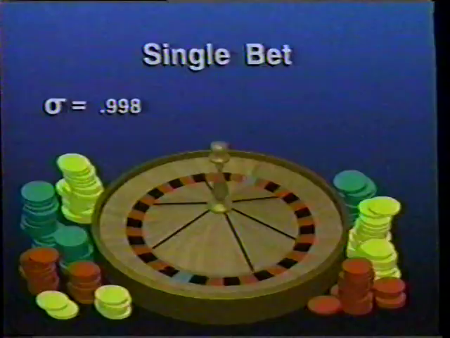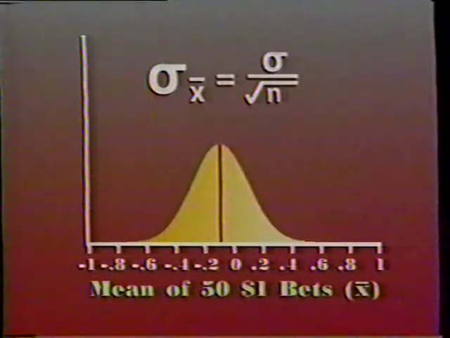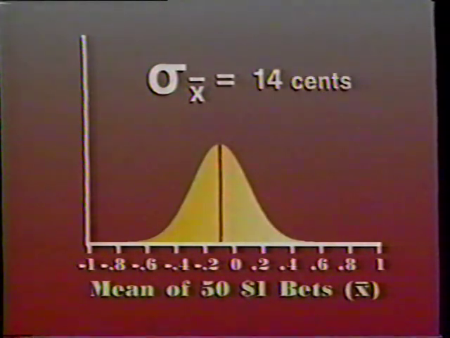It's this fact that distinguishes the experience of the gambler from the experience of the casino. Let's see how variation decreases as more and more bets are placed. We saw before that the standard deviation for single bets was large, 0.998. Using our formula, we find 0.998 over the square root of 50, which equals about 0.14, or 14 cents. That 14 cents is a far cry from the 99.8 cent deviation of single bets.